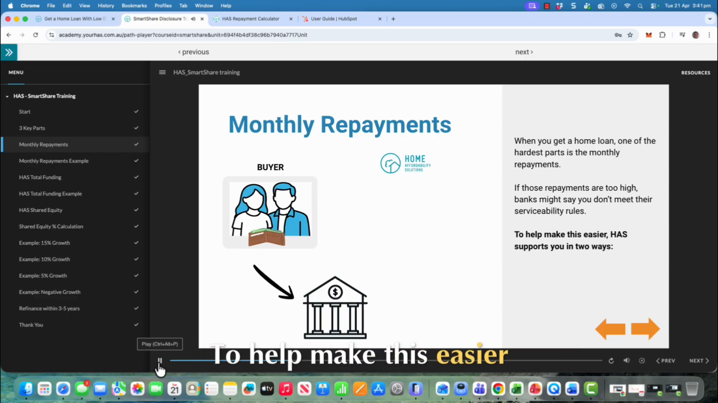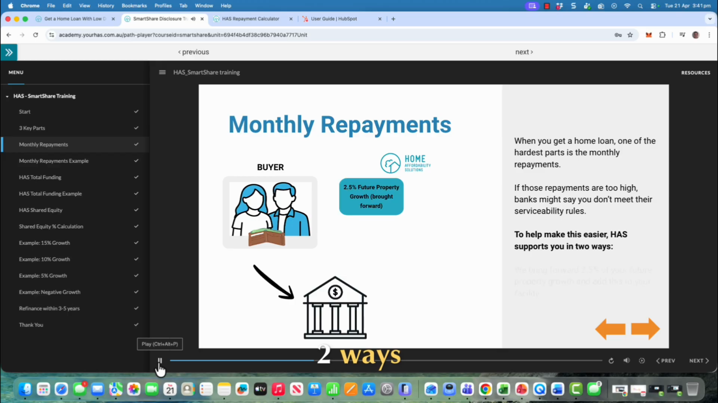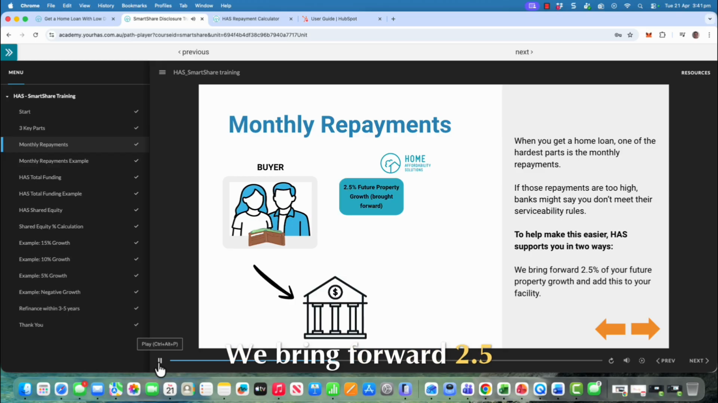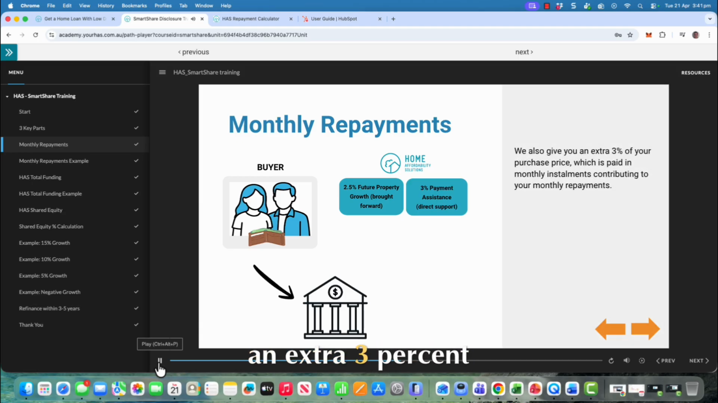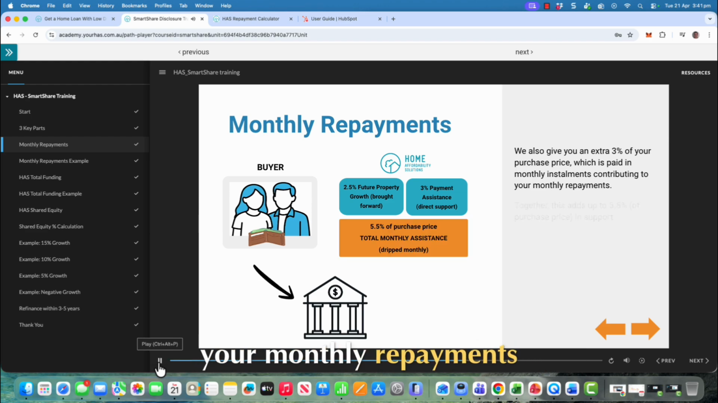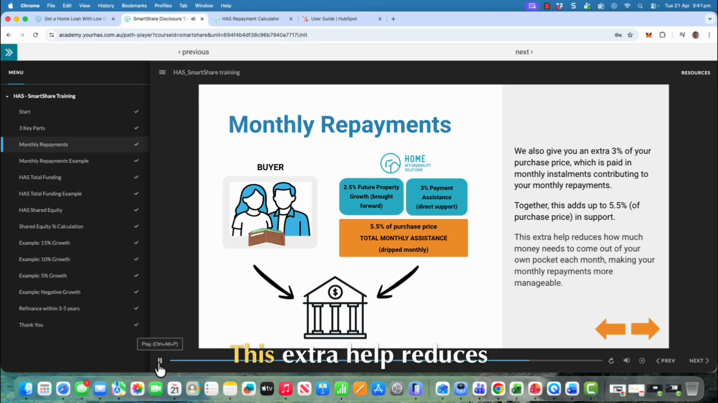To help make this easier, HAS supports you in two ways. We bring forward 2.5% of your future property growth and add this to your facility. We also give you an extra 3% of your purchase price, which is paid in monthly installments, contributing to your monthly repayments. Together, this adds up to 5.5% of purchase price in support. This extra help reduces how much money needs to come out of your own pocket each month, making your repayments more manageable.